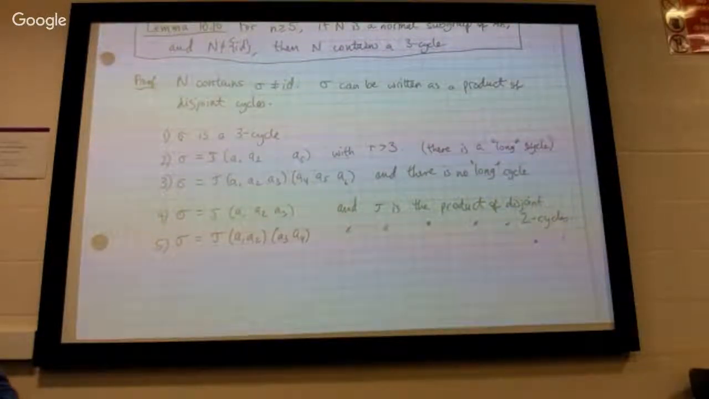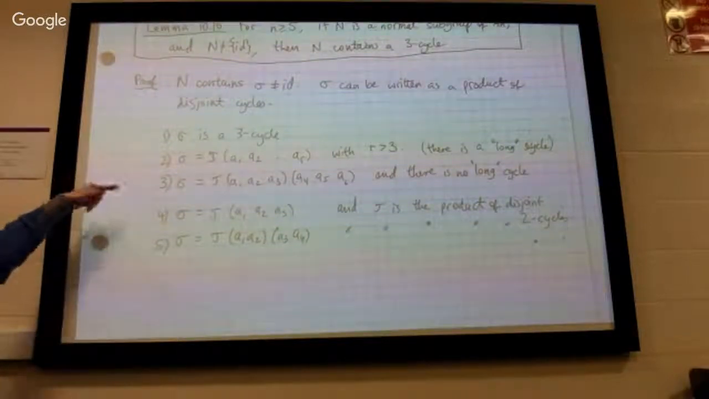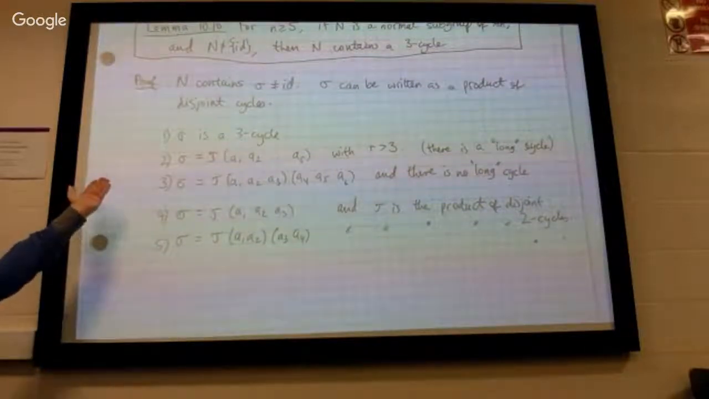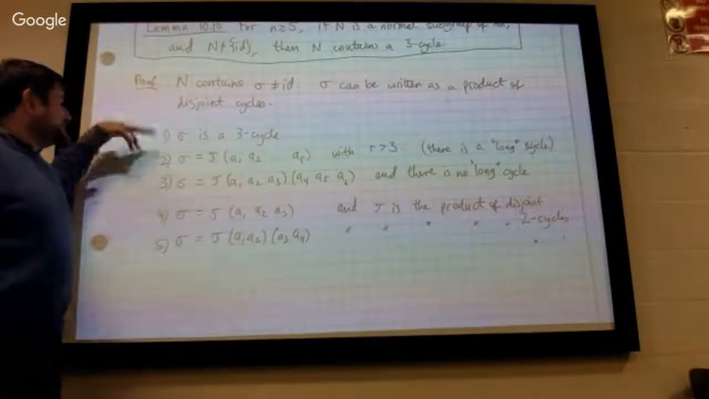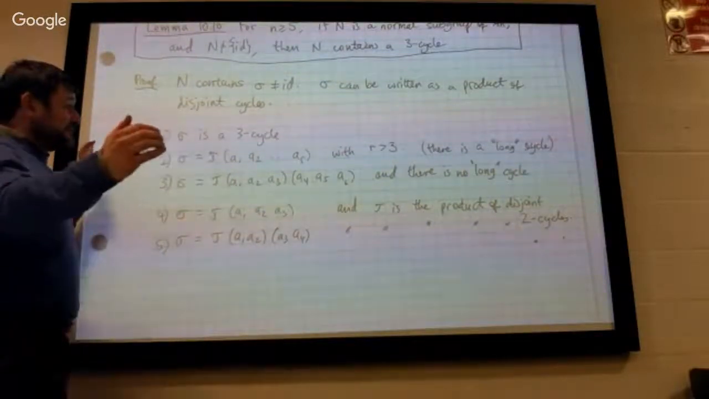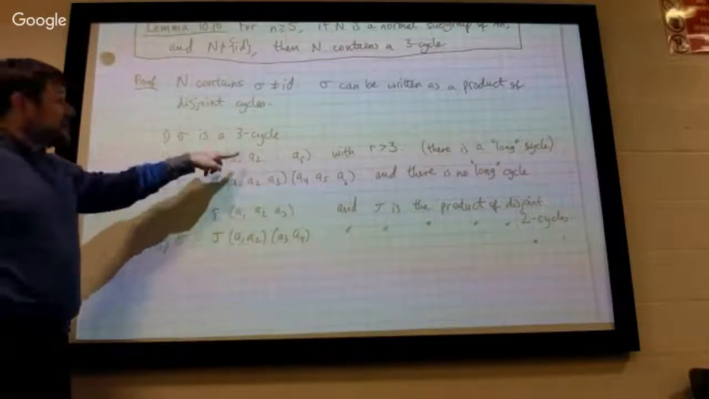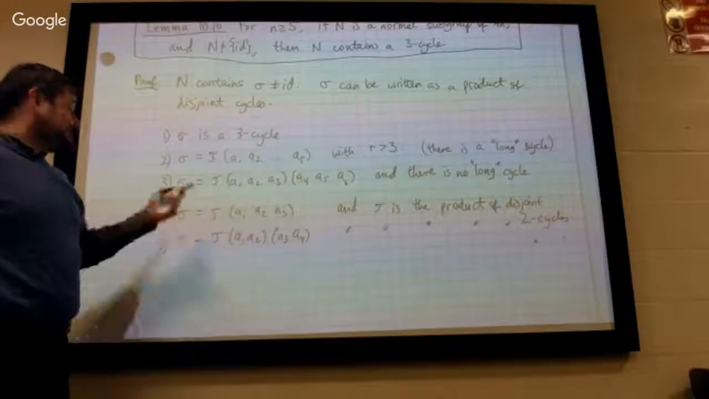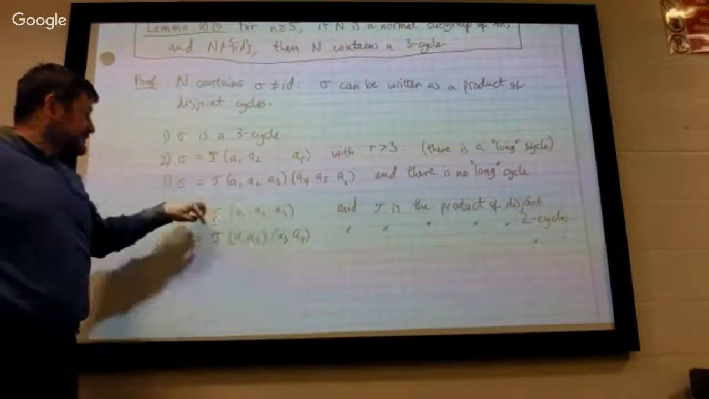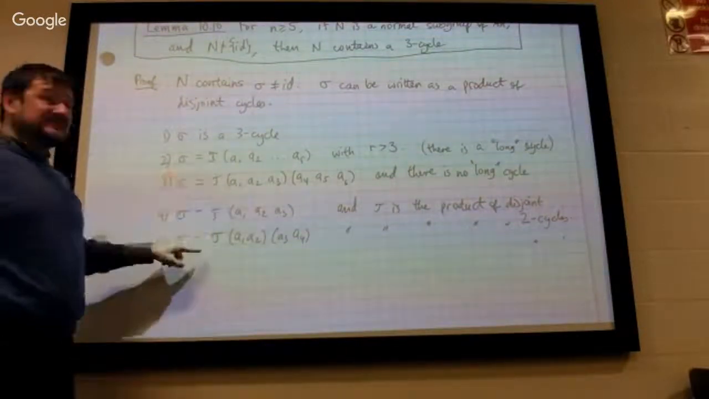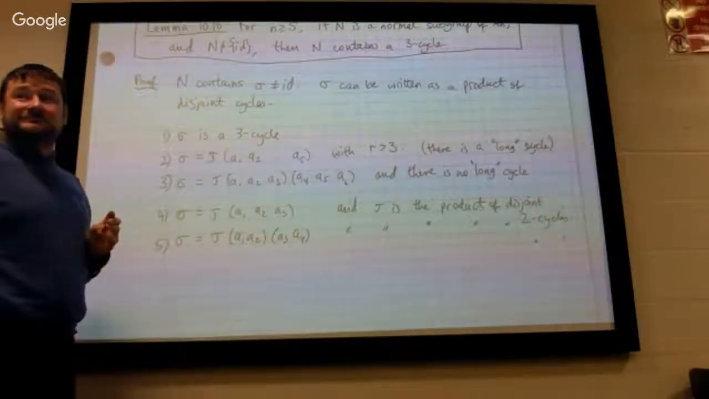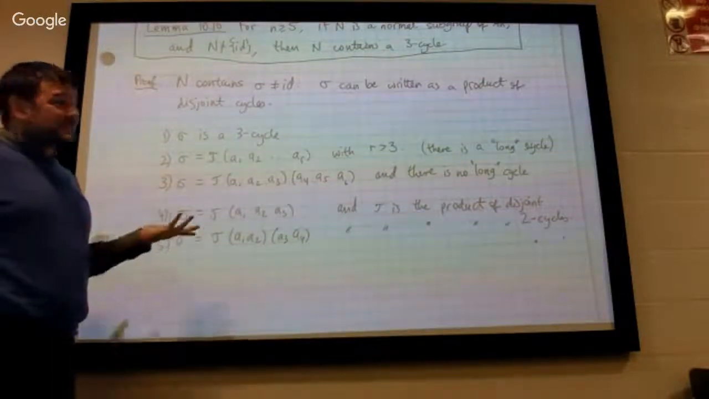So now we need to show that in each of these cases, if you find an element in AN, either it is a free cycle, or it has a long cycle, or it doesn't have any long cycle longer than 3 but has at least 2 free cycles, or it doesn't have 2 free cycles, it only has 1 free cycle and the rest of them are 2-cycles, or it only has 2 cycles. Okay, and there's no other option.